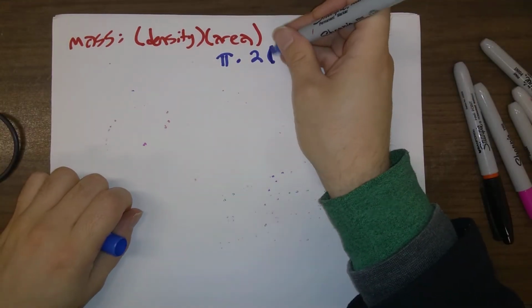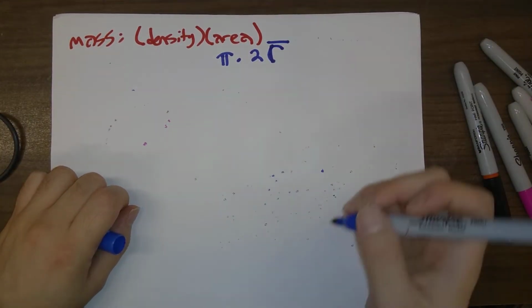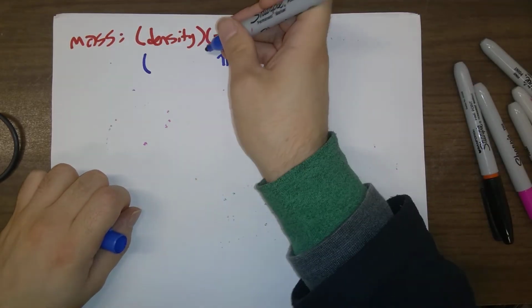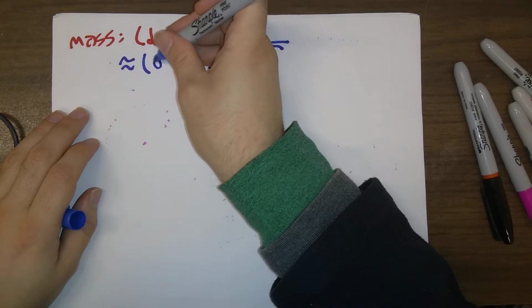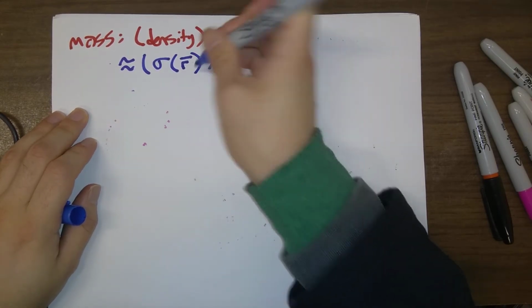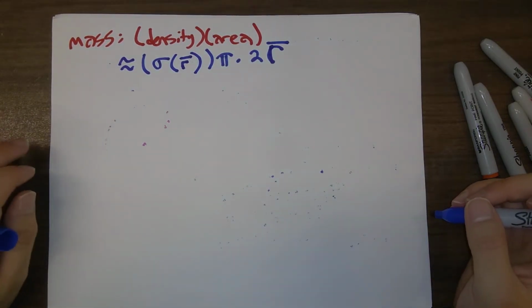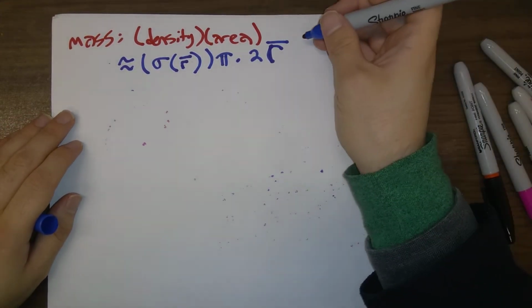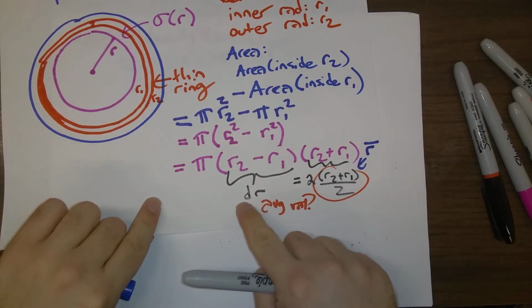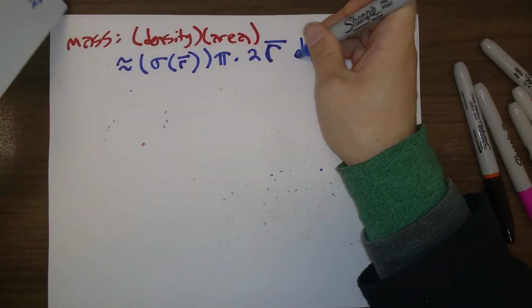So 2 times r bar. And then the density, we're going to approximate it with the density at the midpoint of our two r values. And oh, I'm also forgetting, what did I forget here? On the area calculation, we need a dr.